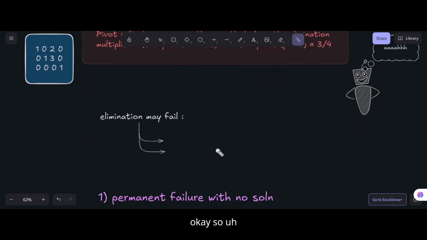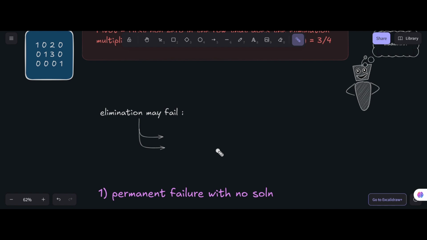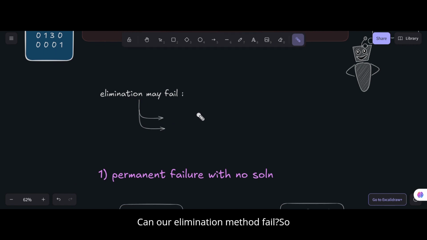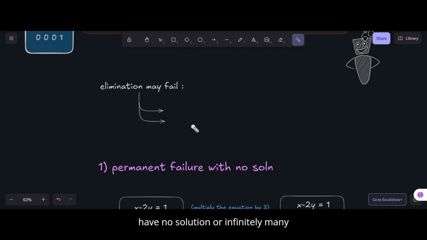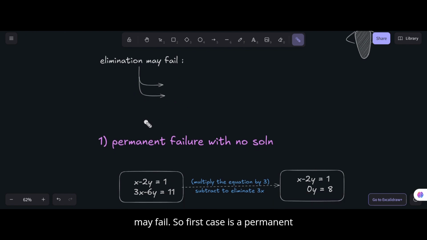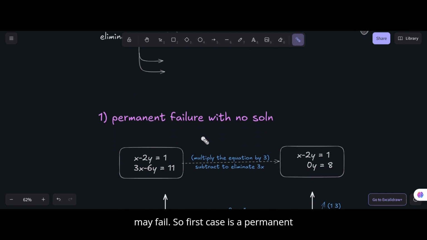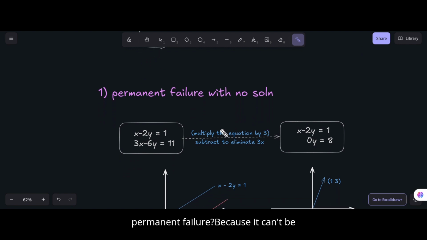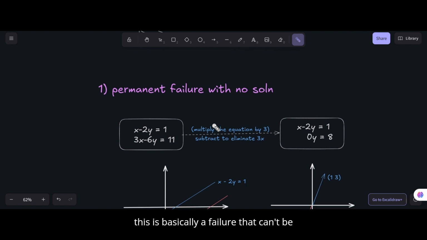Now we move towards when our elimination method can fail. The whole agenda of elimination is to find the solution. So if I have no solution or infinitely many solutions, that is when my elimination may fail. The first case is a permanent failure with no solution. Why do I say permanent failure? Because it can't be fixed. If a system has no solution, this is a failure that can't be fixed.